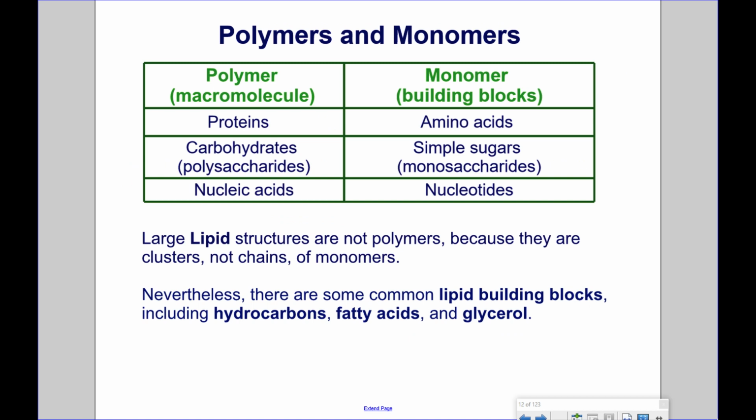Polymers and monomers. Examples of polymers, or macromolecules, include proteins, which are made up of the amino acid monomers. Carbohydrates, or polysaccharides, are made up of simple sugars, or monosaccharides. And nucleic acids are made up of nucleotides. Large lipid structures are not polymers because they are clusters, not chains of monomers. Nevertheless, there are some common lipid building blocks that include hydrocarbons, fatty acids, and glycerol.